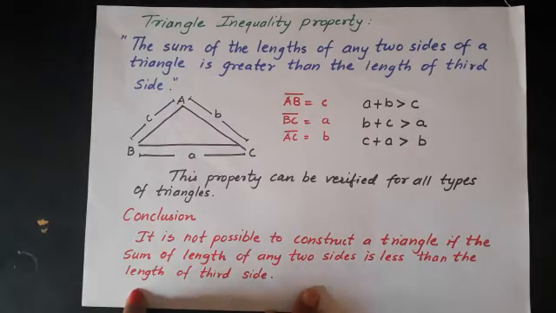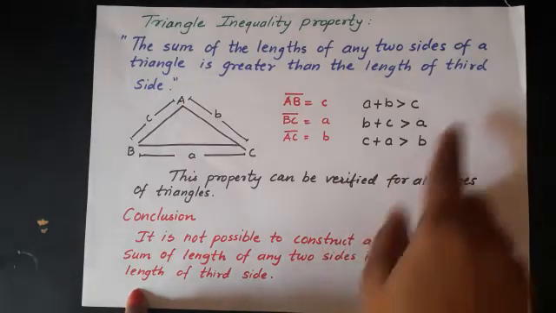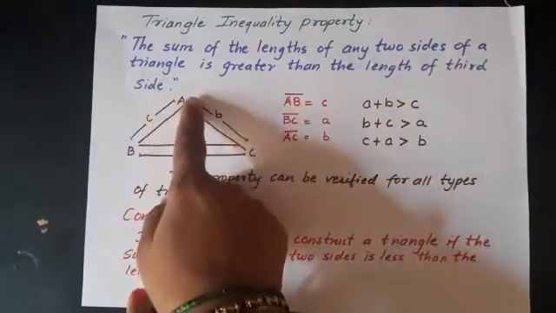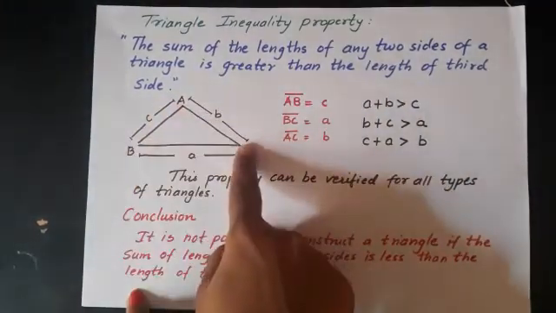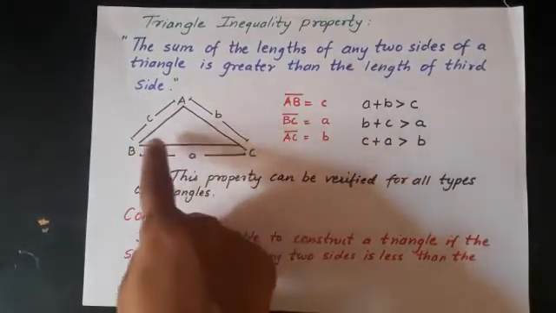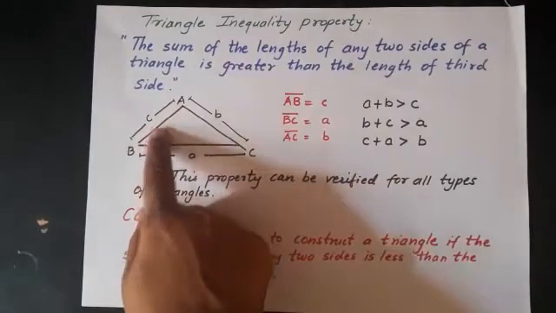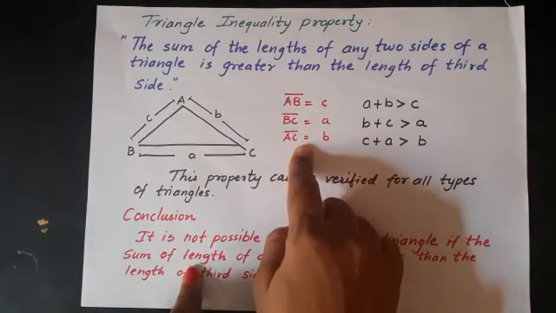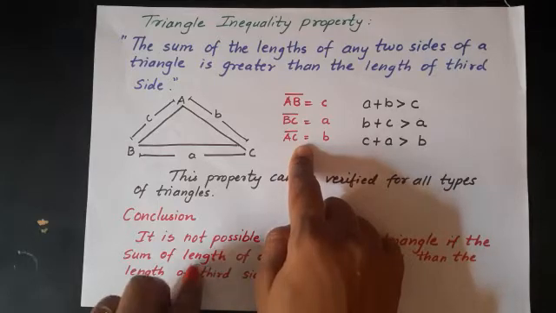The sum of the lengths of any two sides of a triangle is greater than the length of the third side. Here is a triangle ABC. I've labeled BC as a, AC as b, and AB as a small c. So as you can see here, it is labeled. Now what does this property mean?